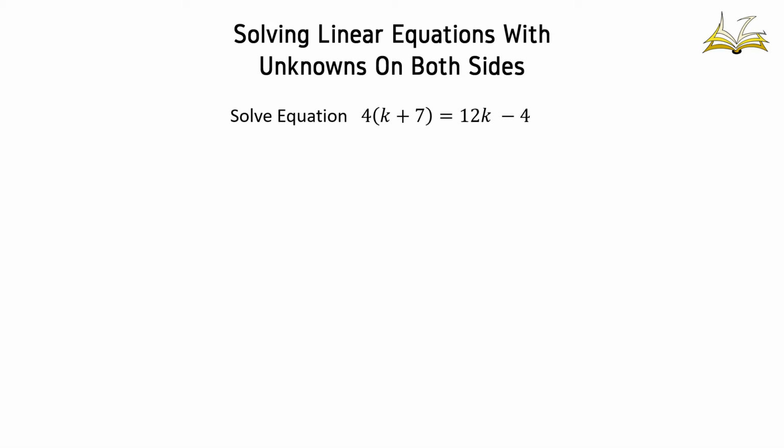Instead of copying exactly this question down, what I'm going to do is start by just expanding this side straight away. So 4 times k is 4k, 4 times 7 is 28, and that's equal to 12k - 4. Now, in this scenario, you still want to find the value of k, but we come across a little bit of a problem. We have k on both sides. We've got 4k on the left and we've got 12k on the right.